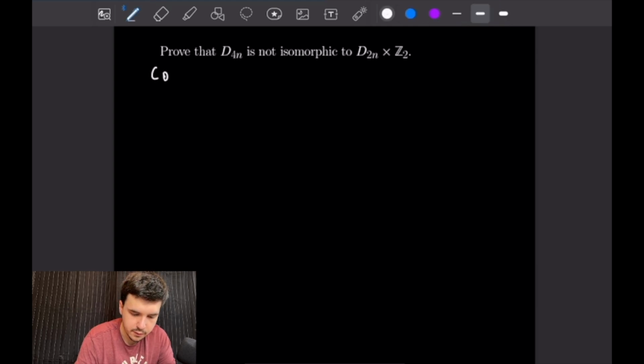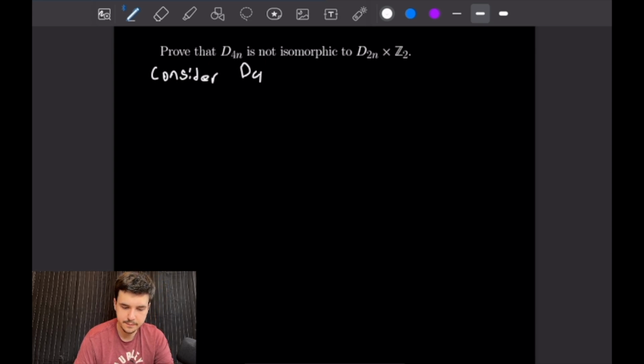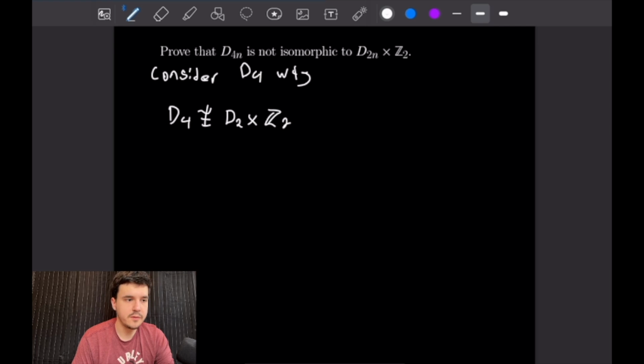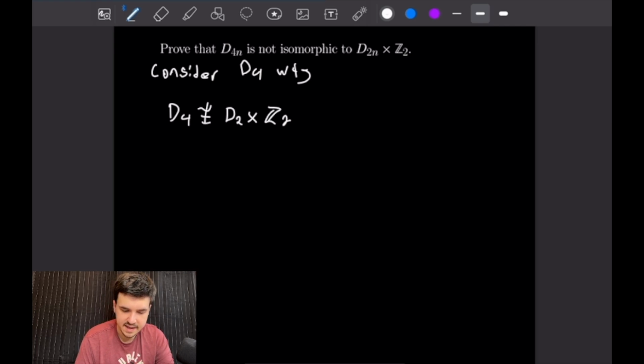So we are going to consider D4, and of course D4 is of the form D_4n. And what we want to show is that D4 is not isomorphic to D2 cross Z2. In order to prove they're not isomorphic, let me list out the elements of both of those here. So let's start with D4.